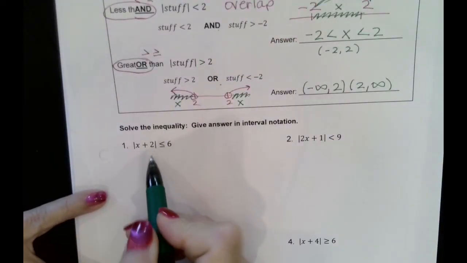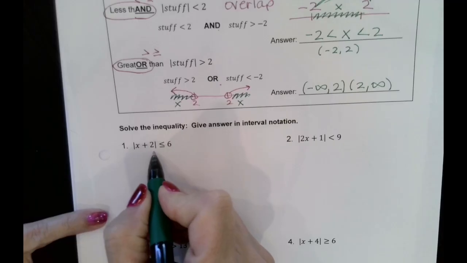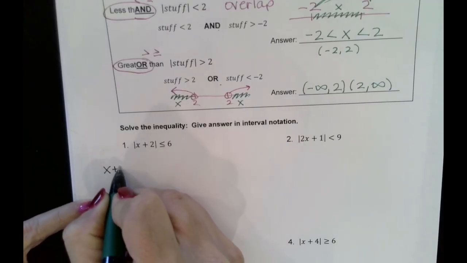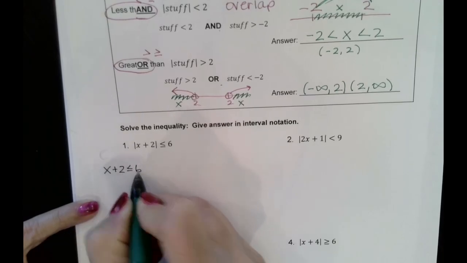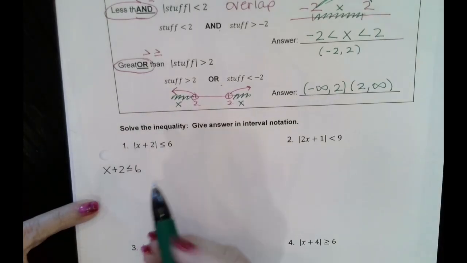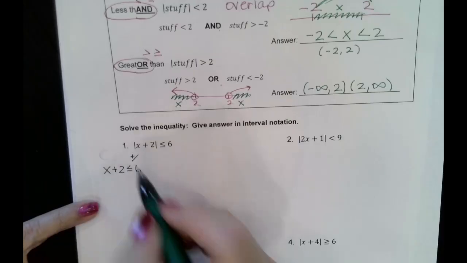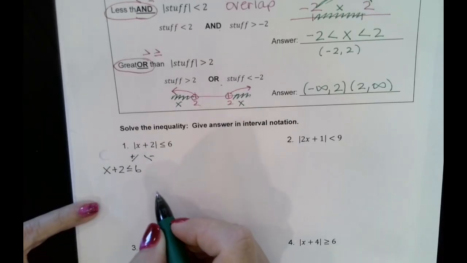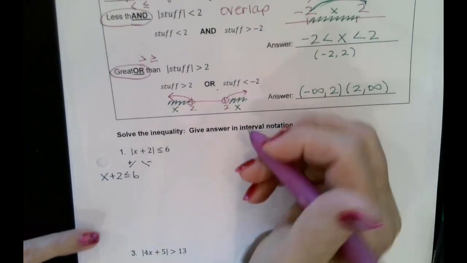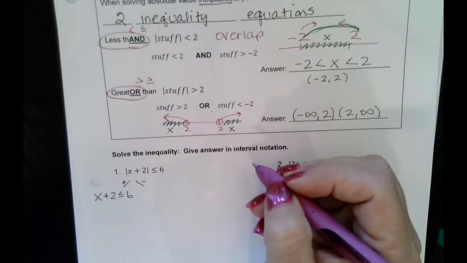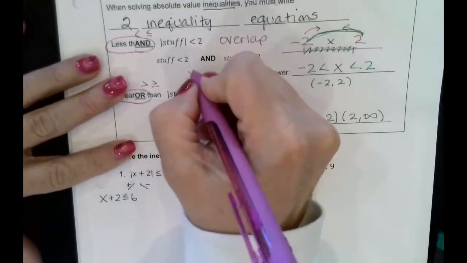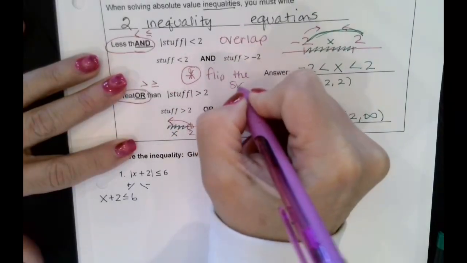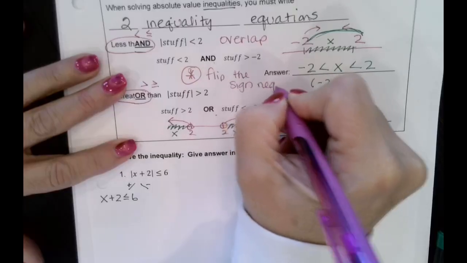All right, and what I'm going to do is the same thing that I had with an equality. And I'm going to write this as x plus 2 is less than or equal to 6. So I didn't do anything. This would be my positive. Now, when I do my negative, I have to flip the sign. So I'm going to make a note right here that when we do these, in this case, up here, we're going to have to flip the sign for the negative.